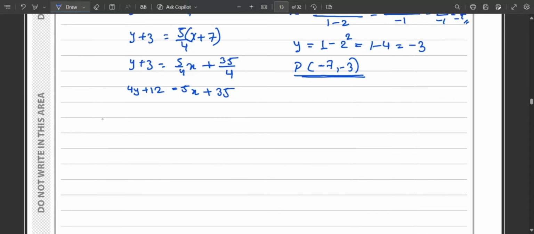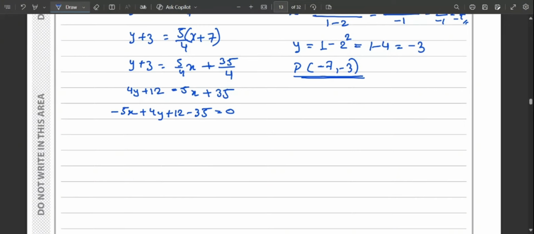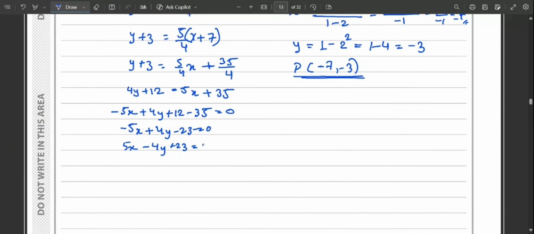Bringing all the terms to the left will give us 5x plus 4y plus 12 minus 35 equals 0. So this will be 5x plus 4y minus 23 equals 0. Now multiplying by minus 1 on both sides will give us 5x minus 4y plus 23 equals 0. And this is our equation for the normal.